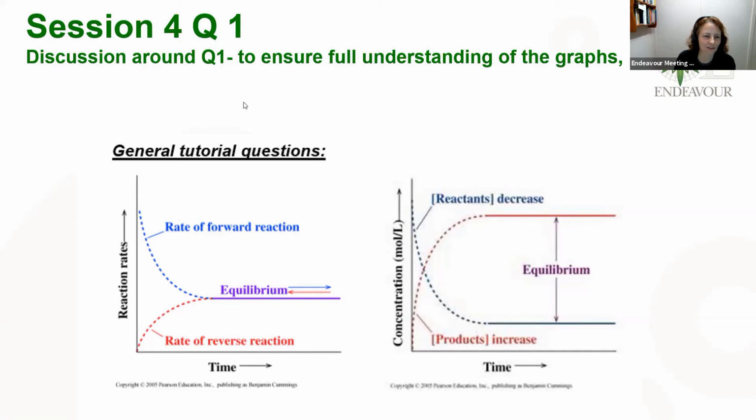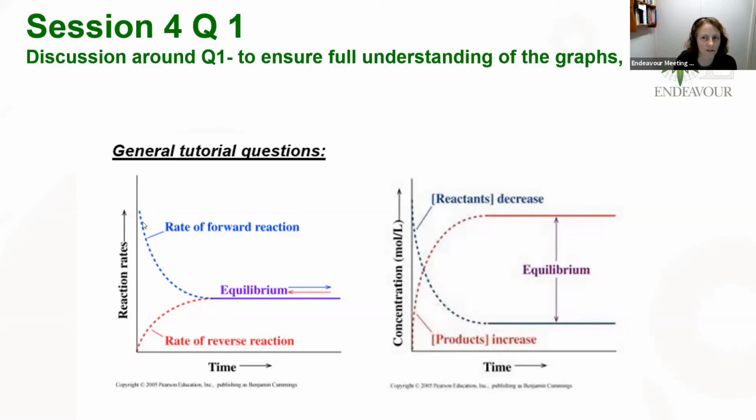So the first question that someone wanted me to go through was from session 4, and first of all they wanted an explanation for these graphs, and these graphs are on the equilibrium. You can see here in this first graph you've got the reaction rate on the y-axis and the time on the x-axis. So what this is showing is what happens as time progresses, and how fast the reaction goes as it goes up the y-axis. You can see it's got a red line, which is the rate of the reverse reaction, and the blue line is the rate of the forward reaction.